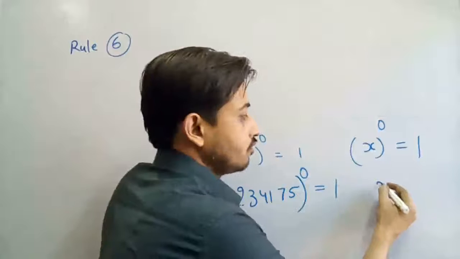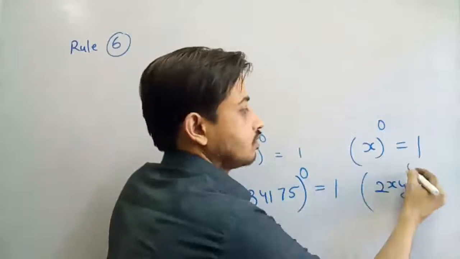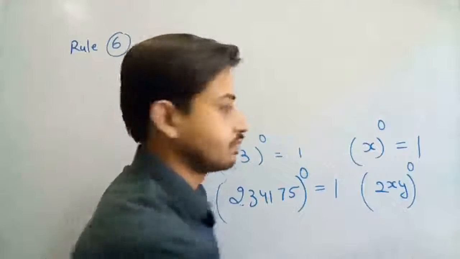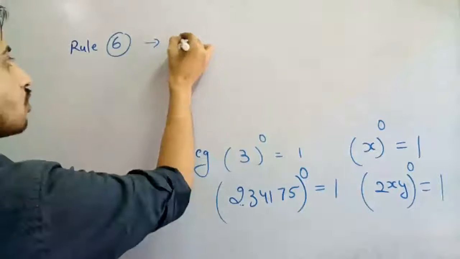Same here, if 2xy is raised to the power 0, the answer is the same. The answer is what? 1. Rule 6 is what?